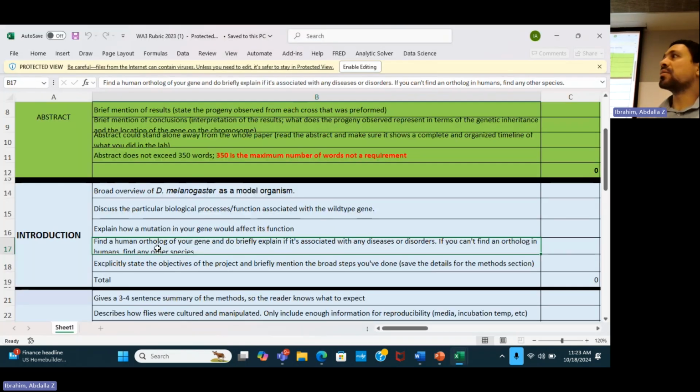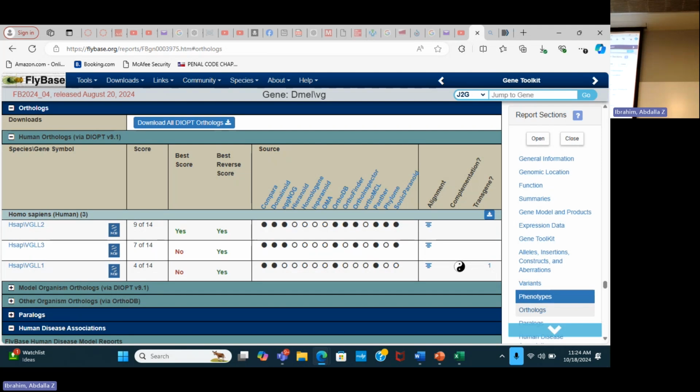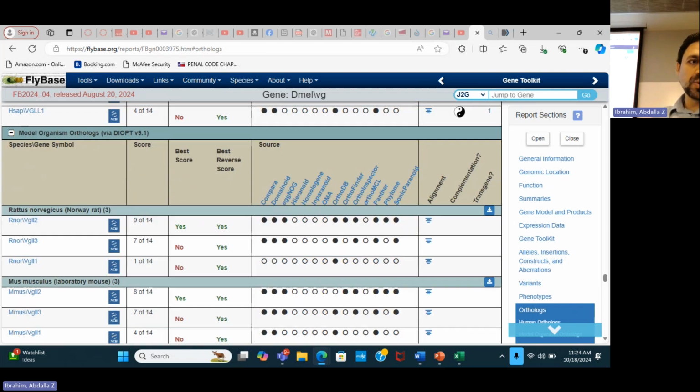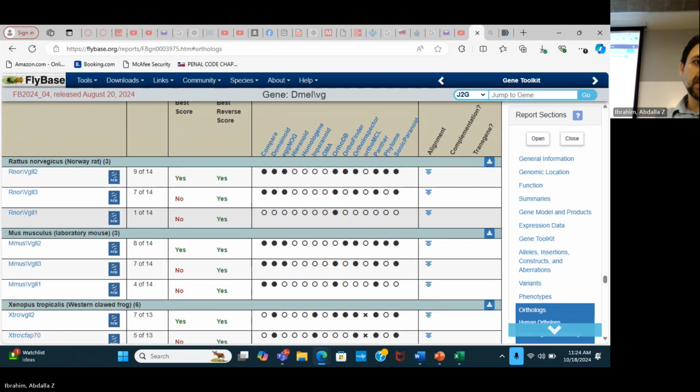Any questions about orthologs? If you can't find any orthologs in humans, you can take orthologs in other species. So this is humans over here, other organisms. If you don't see anything in humans, you should be able to find something. But those are the different genes in rats and mice.